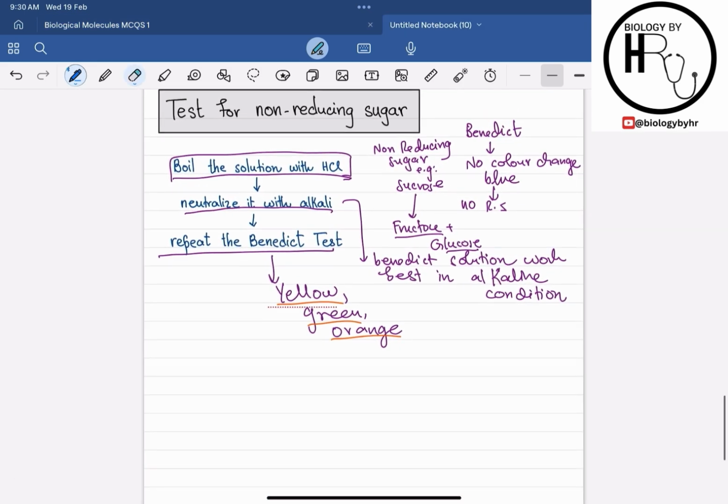We have to boil it. First we have to boil the solution with the hydrochloric acid, then we have to neutralize it with alkali, and then we have to repeat the Benedict test. Why do we have to neutralize it with alkali? Because the Benedict solution works the best in alkaline conditions. And why do we boil the solution with the HCl? Because it is basically a type of hydrolysis which breaks down the glycosidic bonds of the non-reducing sugar and converts it into the reducing sugar, so that it may give a positive test with the Benedict solution, right?